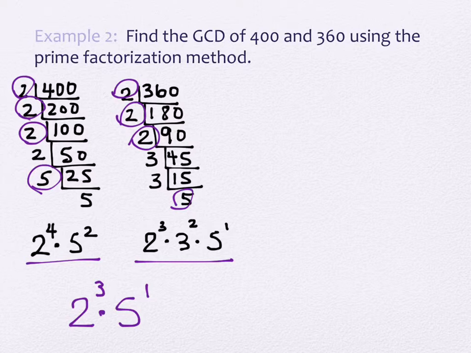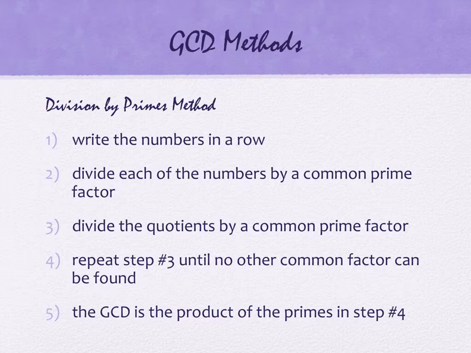What is 2 cubed? It's 8. And what is 8 times 5? 40. So 40 is the greatest common divisor of 400 and 360. Is it okay? All right, so this is the prime factorization method.